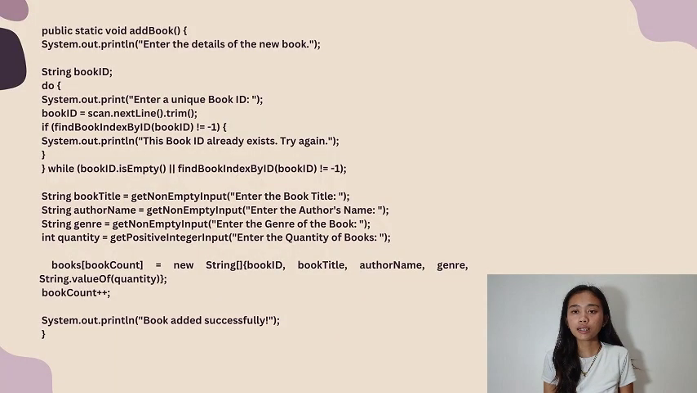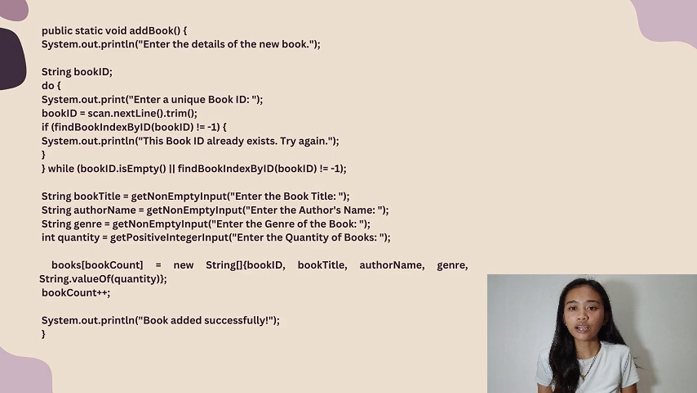Today, I'll be discussing the add book. The add book method allows the user to add new books to the system. It starts by prompting the user to enter the book's details. The method ensures that the entered book ID is unique and not empty. Once validated, the user is asked to input the book's title, author's name, genre, and quantity.